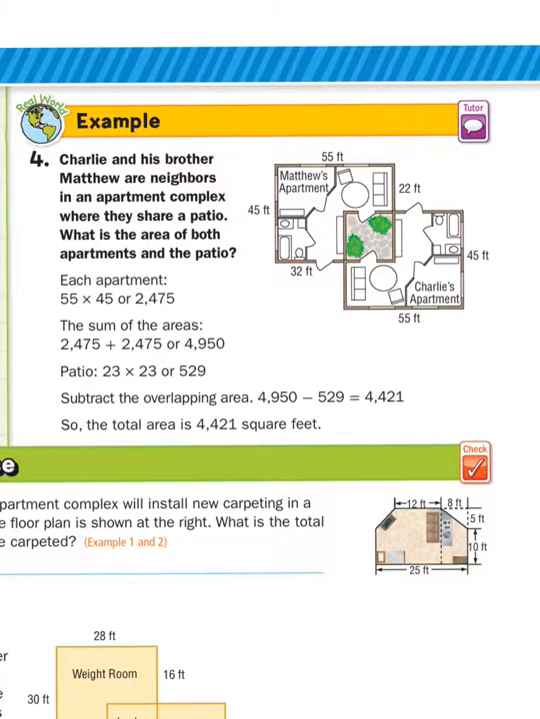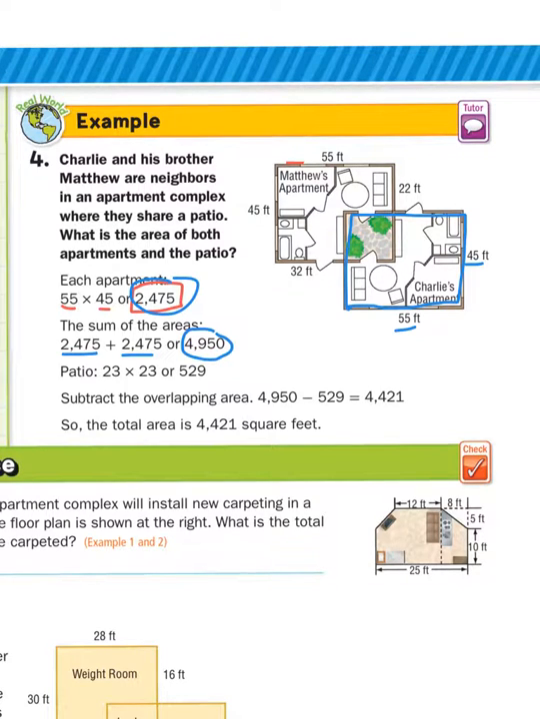So the first thing you would do is find the area of Matt's apartment, which is a rectangle, 55 by 45. 55 times 45 is 2,475 square feet. But then you would find the area of Charlie's apartment. Now notice, this is going to make your life easier, Charlie's apartment is the same dimensions, 45 times 55, the same thing, 2,475 feet. So if you add up both of their apartments, 2,475 plus 2,475, you'd get this.